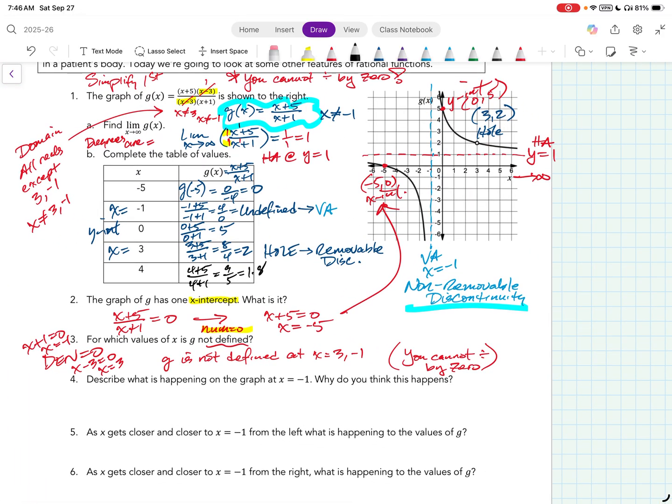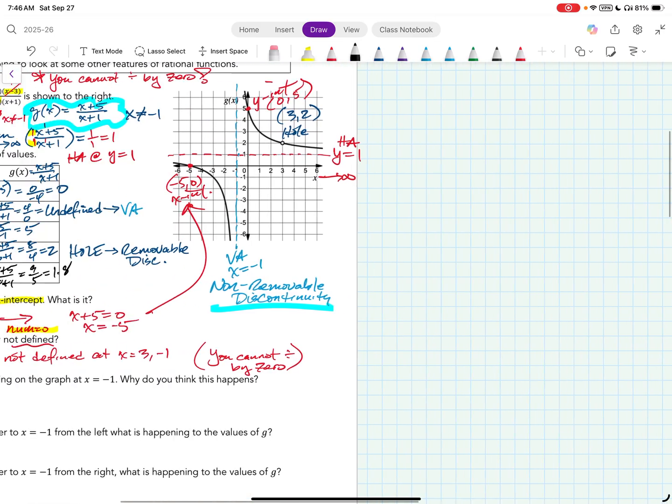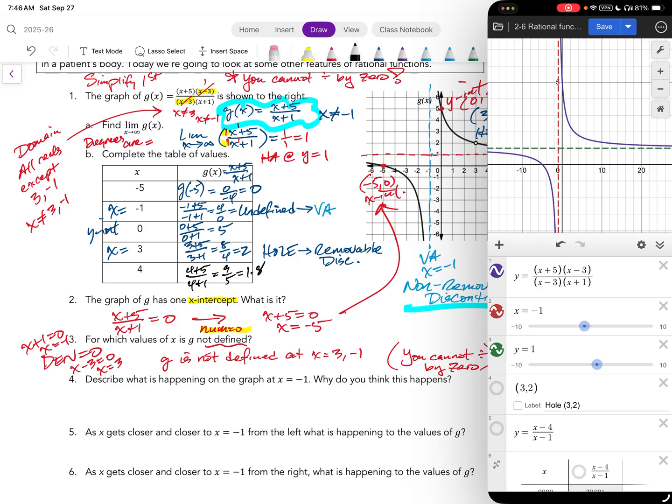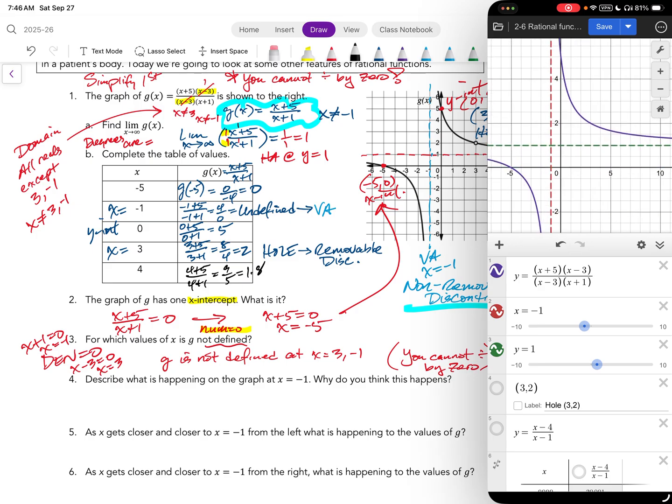So let me bring in the graph again. Let me see here. Bring in Desmos. You guys got to get used to this here. So look at this cool technology here. Got Desmos here. Let me plot the hole so you can actually show where the hole is right there. Look at that. Isn't that cool?